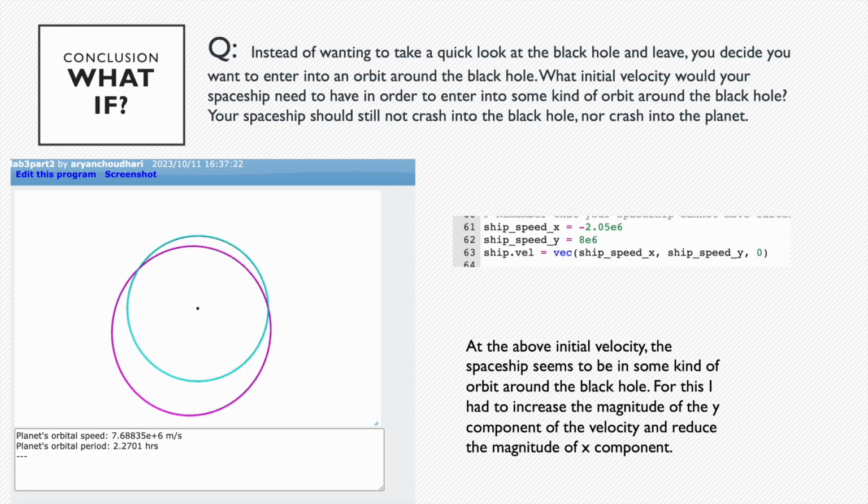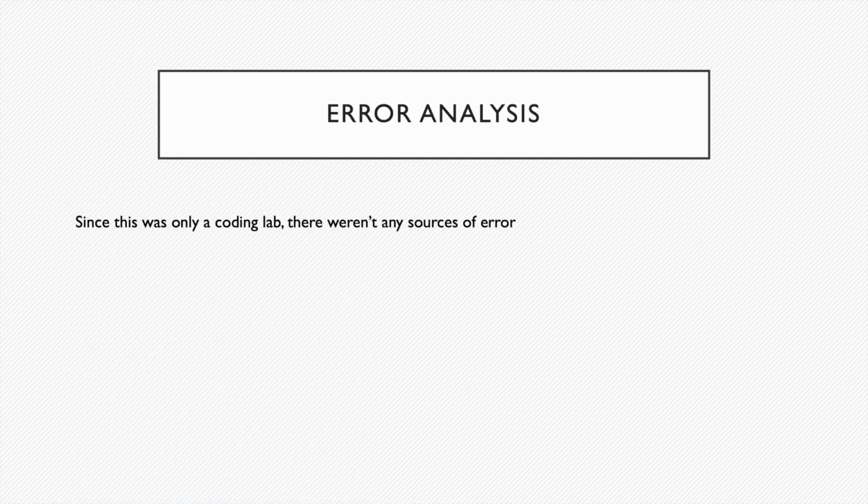The conclusion question, what if? Now, in order to get an orbit for the spaceship, I increased the magnitude of the y component and reduced the magnitude of the x component, and the following velocity gave me an orbit, some kind of orbit around the black hole.